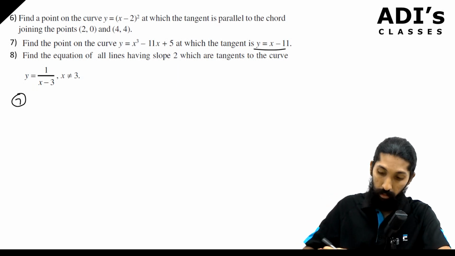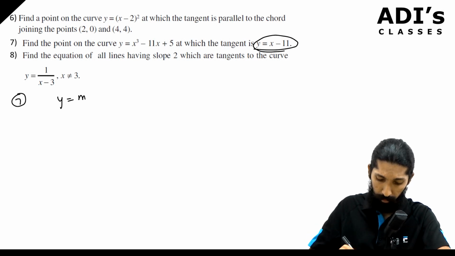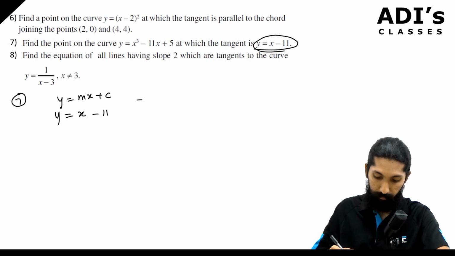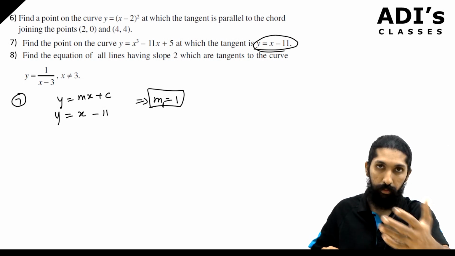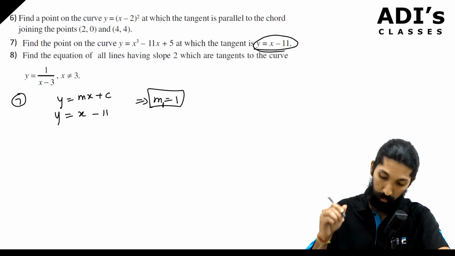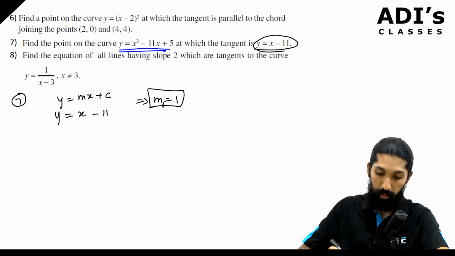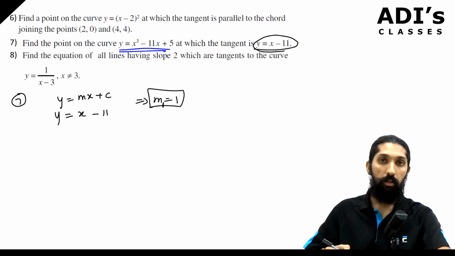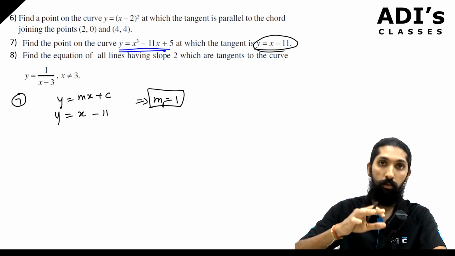Now the slope of this tangent, you know that y is equal to mx plus c, correct? And here we have y is equal to x minus 11. So this implies m is equal to 1, isn't it? Or you can say m1, just to be a little sure about it. So m1 is equal to 1. Now the next thing you do, you differentiate this function. Because when you differentiate the function, what you are going to get is the slope of the tangent, correct?